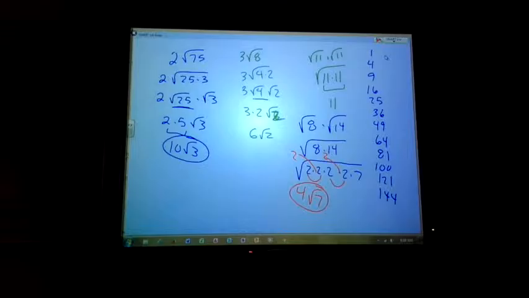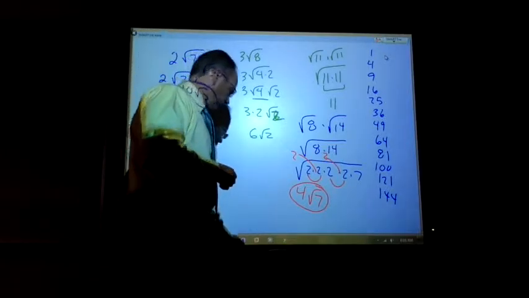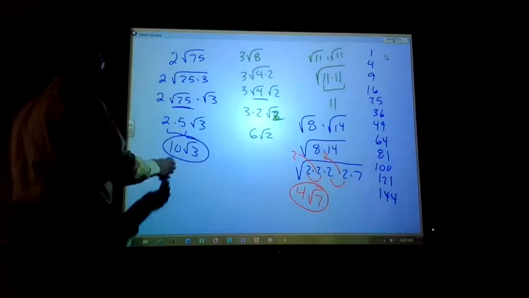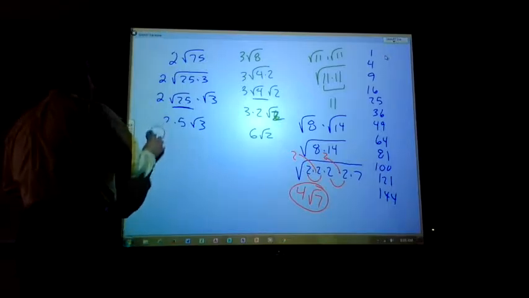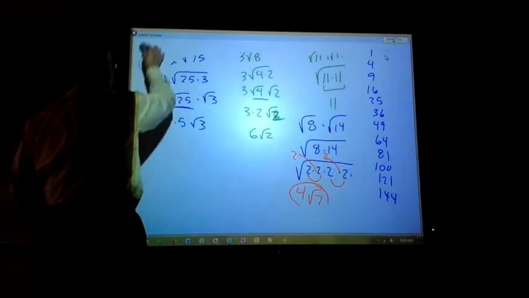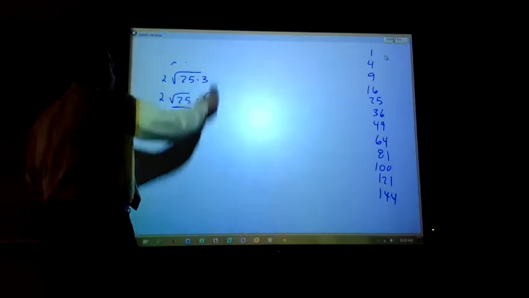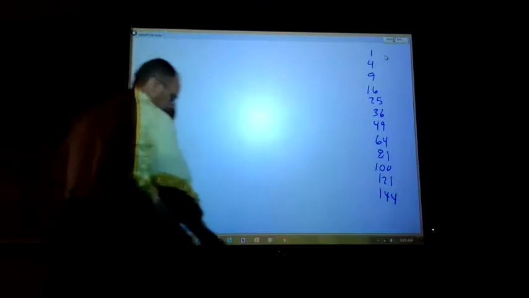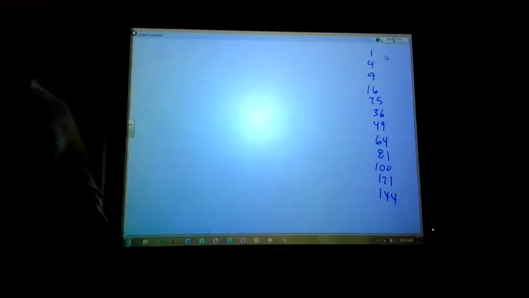So why didn't I do it the traditional way? Well, sometimes when I'm multiplying things together, it starts twisting around. And some of you might have said, well, I want to go 8 times 14. Good. You're going to get the same answer as us. Okay? We all right so far? Can I erase these? Okay.